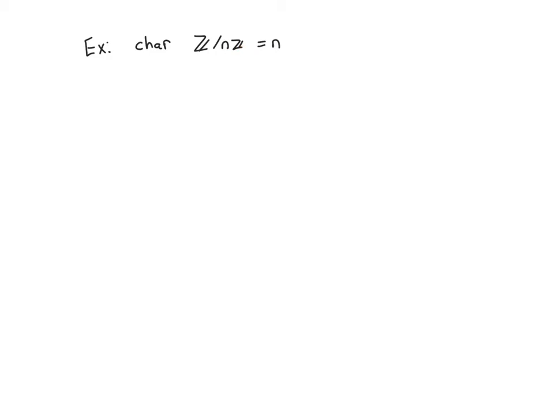Why? Because here n times any element is adding every element to itself n times, and of course in a cyclic group of order n, every element has order divisible by n. I mean, a divisor of n. And so certainly then when you add it to itself n times, it's going to give you 0.